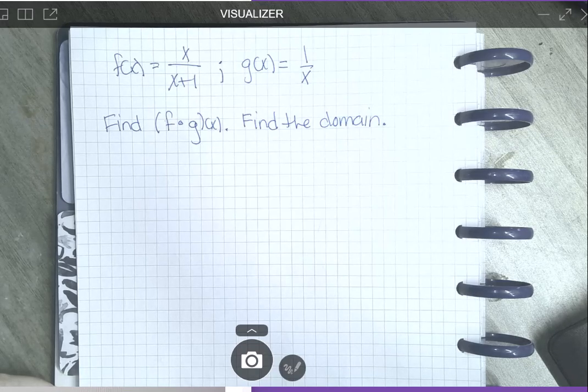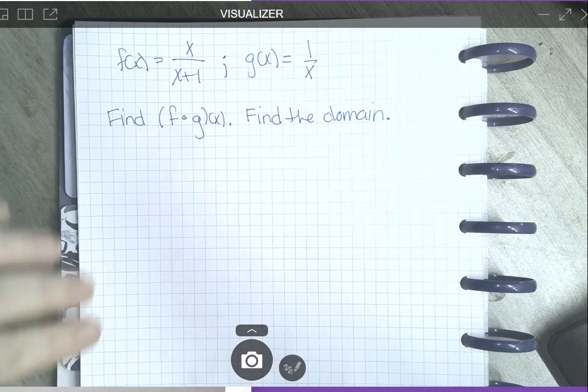We have f of x equals x over x plus 1 and g of x equals 1 over x. Find f of g of x. Find the domain. First, let's find f of g of x.